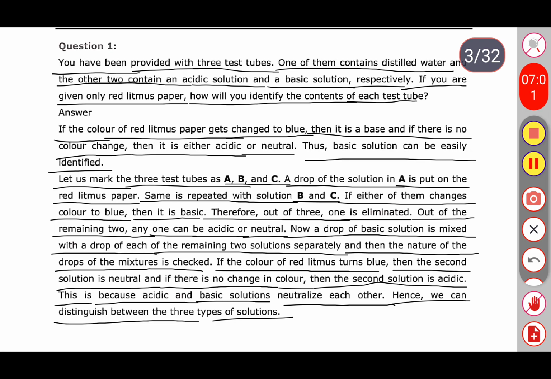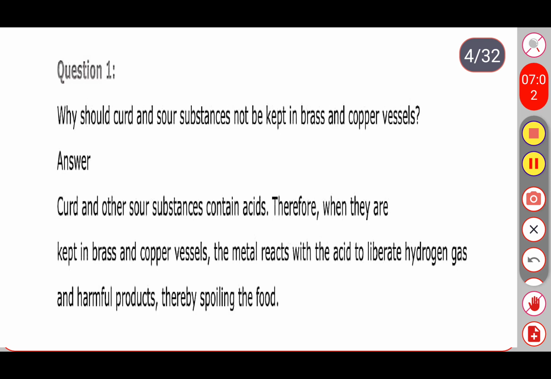Okay, let's see the next question, that is, why should curd and sour substances not be kept in brass and copper vessels? So why can we not keep the curd and sour substances in brass and copper containers? The main intention is to avoid the spoiling of the substances or to avoid the spoiling of the foods. See here what happens.